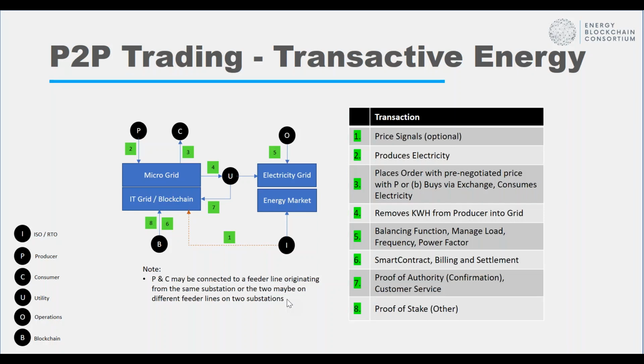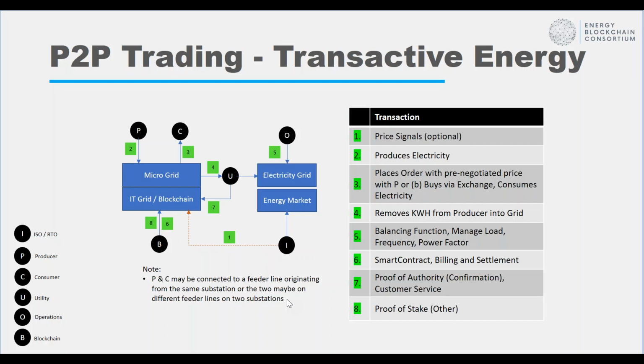In this particular case, I use the concept of Transactive Energy to inject price signals from the market. Let's say it's an ISO. I inject a price signal into my microgrid, which is my step number one. When I inject the price signal, I provide awareness to my consumers, which is P for producer, which is a prosumer, and C for consumer. I give them an awareness of the pricing in the electricity market.